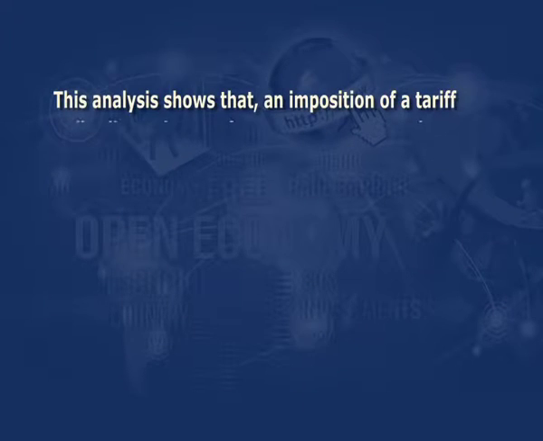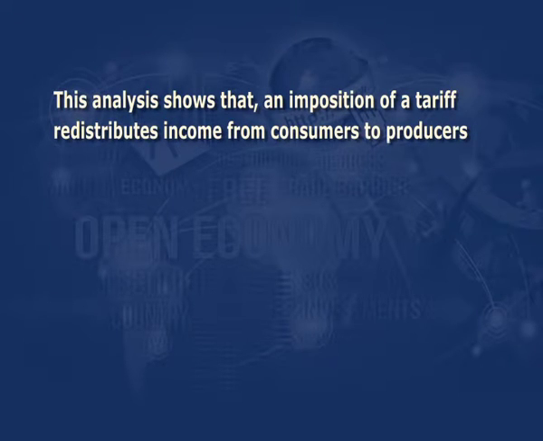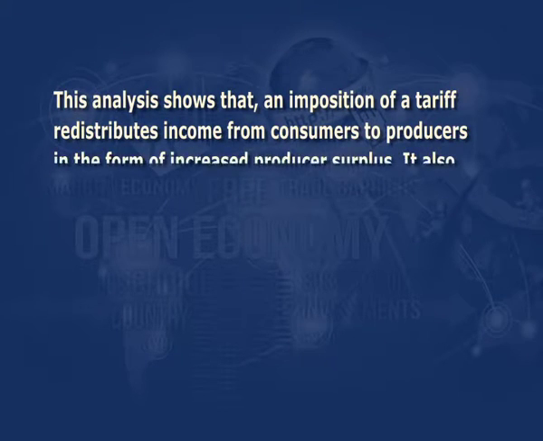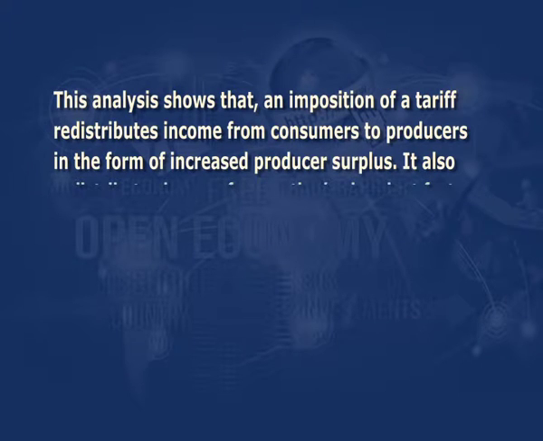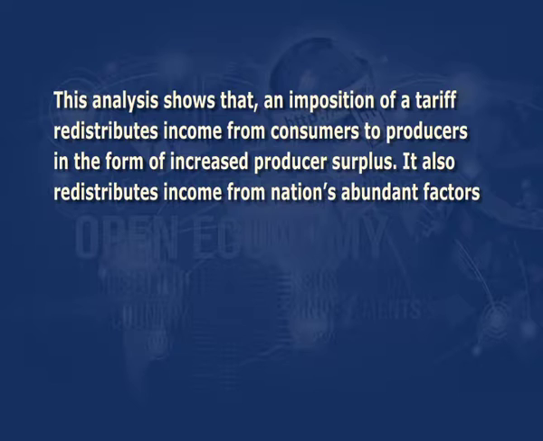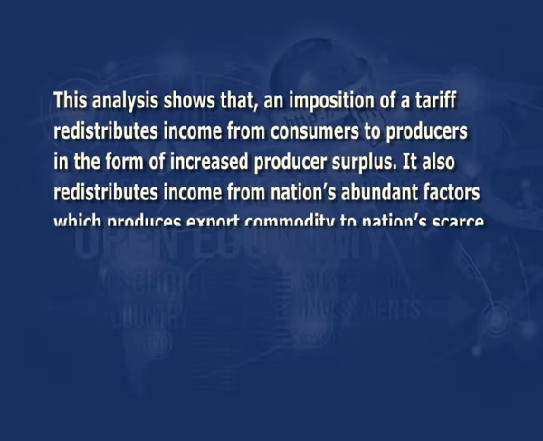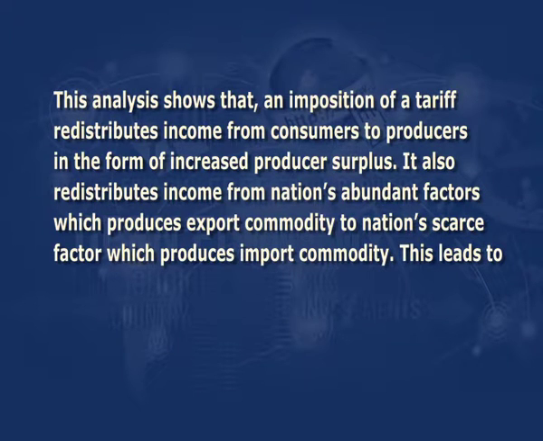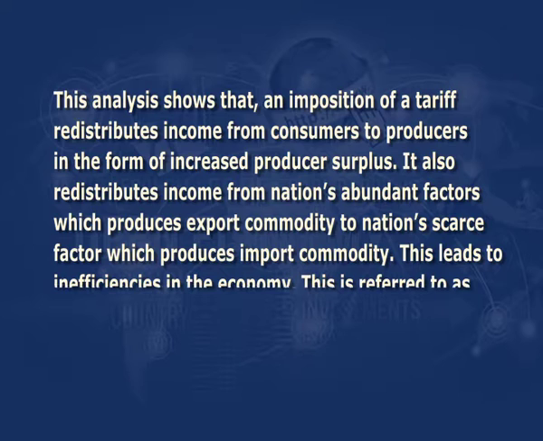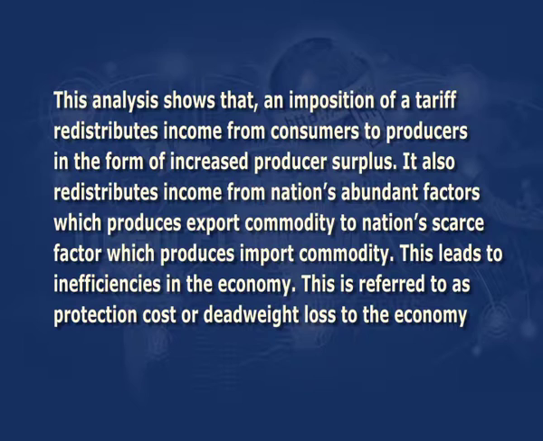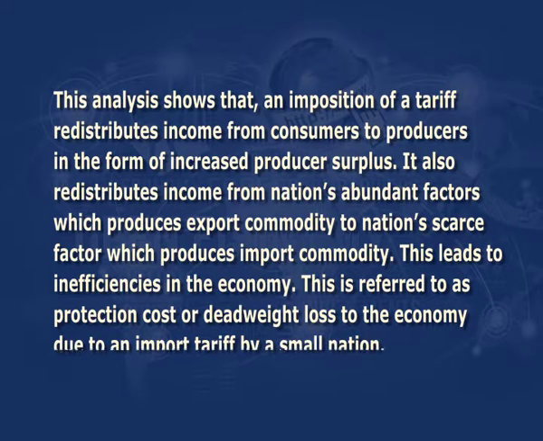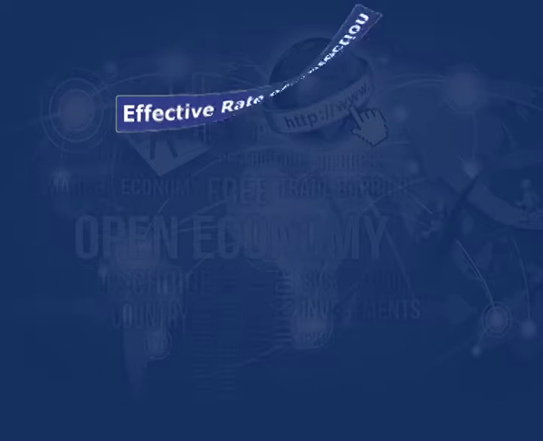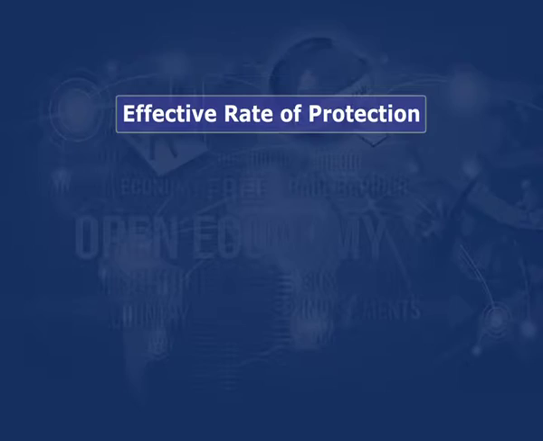This analysis shows that an imposition of a tariff redistributes income from consumer to producer in the form of increased producer surplus. It also redistributes income from nation's abundant factors, which produce export commodity, to nation's scarce factor, which produces import commodity. This leads to inefficiencies in the economy. This is referred to as protection cost or deadweight loss to the economy due to an import tariff by a small nation. Now, let us understand effective rate of protection.